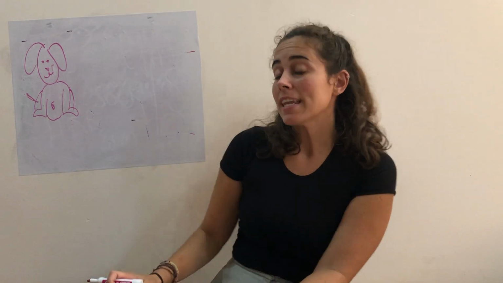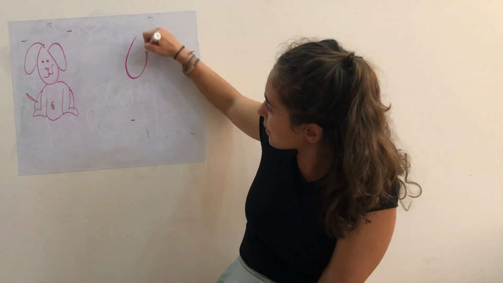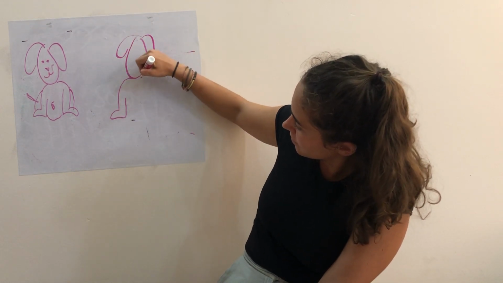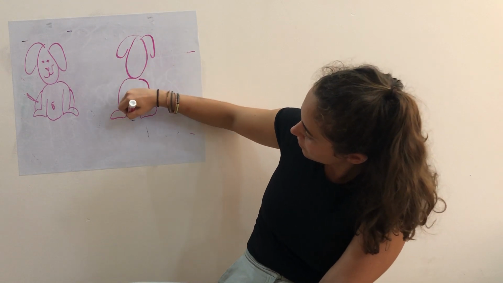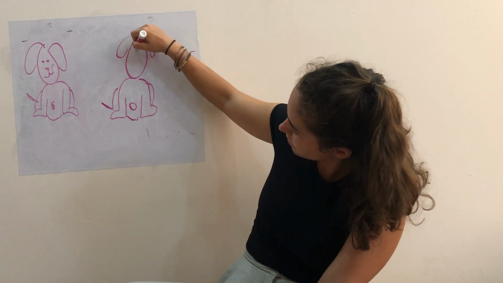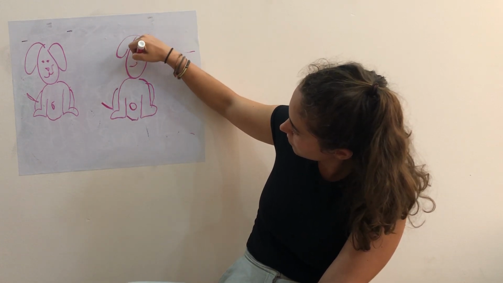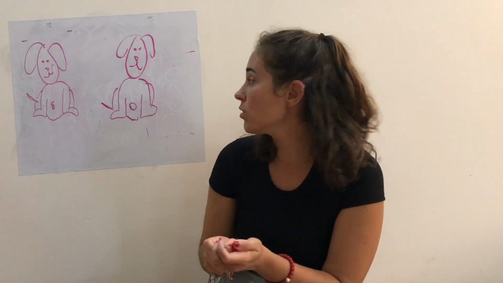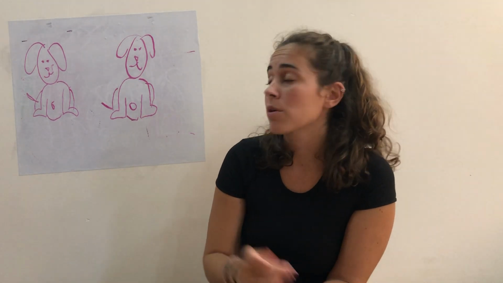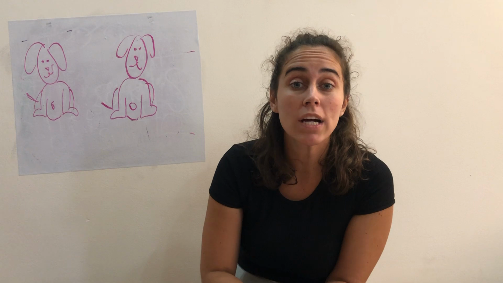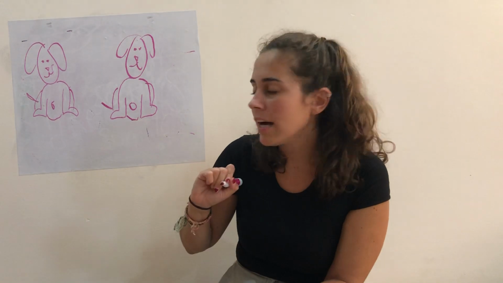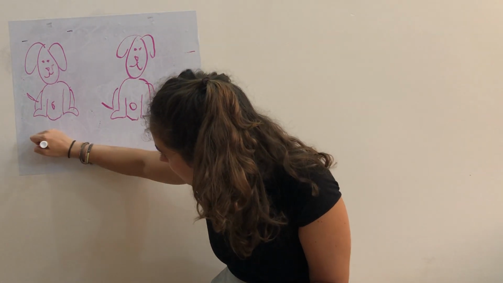Okay, now let's draw another one. Okay, so we have two animals here. Judging by our picture power and what we know, it looks like a dog, right? Or at least it should. But now let's write what it is under the word.